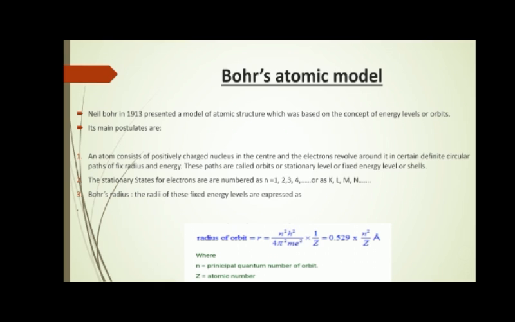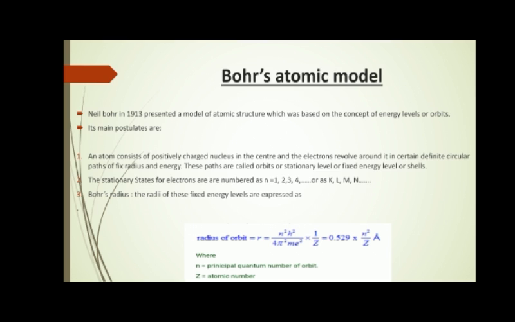Niels Bohr in 1913 presented a model of atomic structure which was based on the concept of energy levels or orbits. Its main postulates are: an atom consists of a positively charged nucleus in the center and the electrons revolve around it in certain definite circular paths of fixed radius and energy. These paths are called orbits or stationary levels or fixed energy levels, or you can say shells.